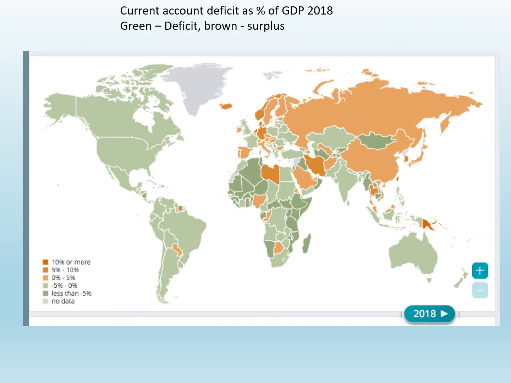The final slide in this section of our discussion is just to have a look broadly at the current account deficits and surpluses across the world. This is 2015, the latest data which is available. And if you just understand the coding, the green is a deficit, a current account deficit, the darker the green, the bigger the deficit. The brown is a surplus. The more brown you are, the bigger the surplus.